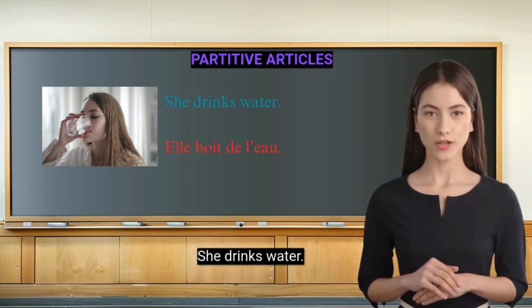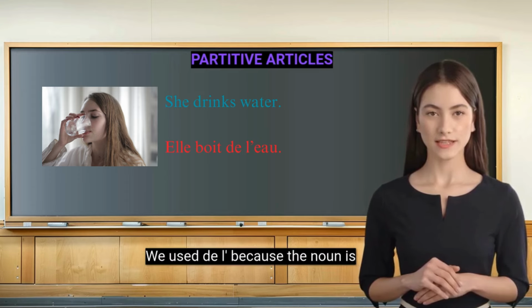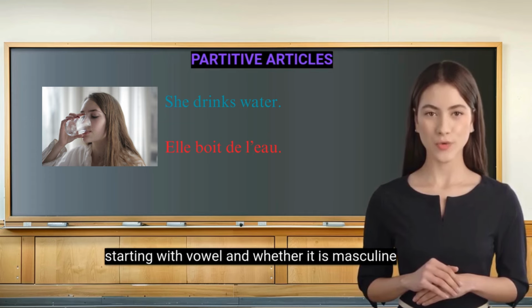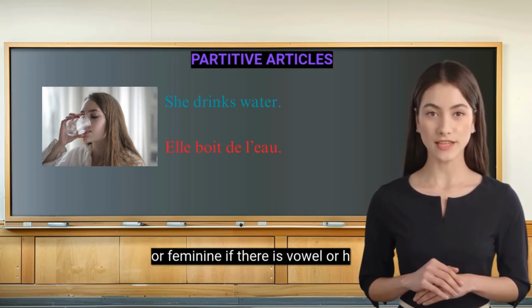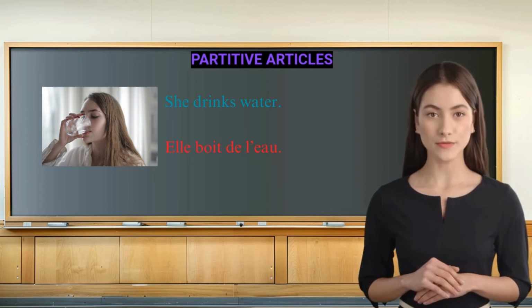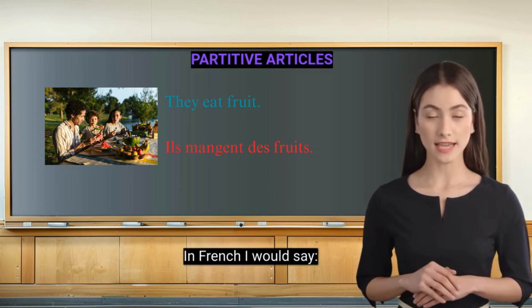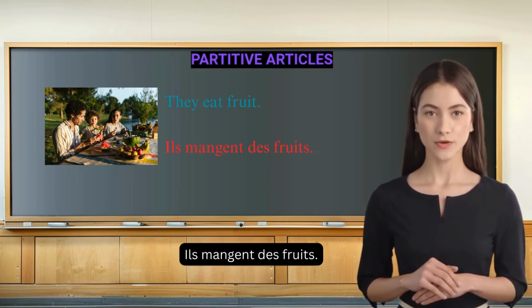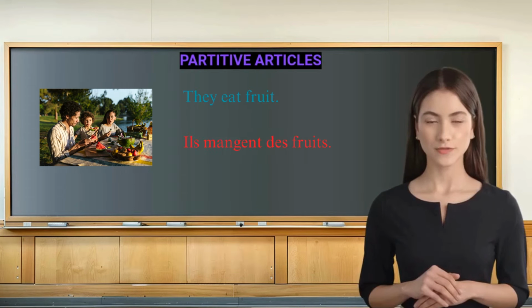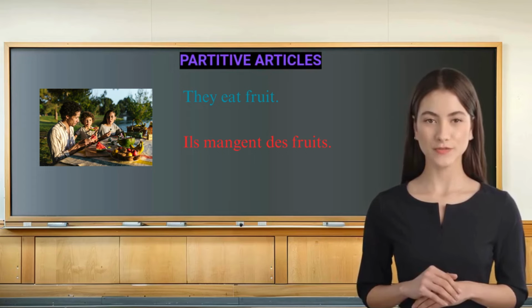She drinks water. In French I would say, elle boit de l'eau. We use de l' because the noun starts with a vowel, and whether it is masculine or feminine, if there is a vowel or h we use l' with an apostrophe. They eat fruit. In French I would say, ils mangent des fruits. We use des because in French fruit is a plural noun.